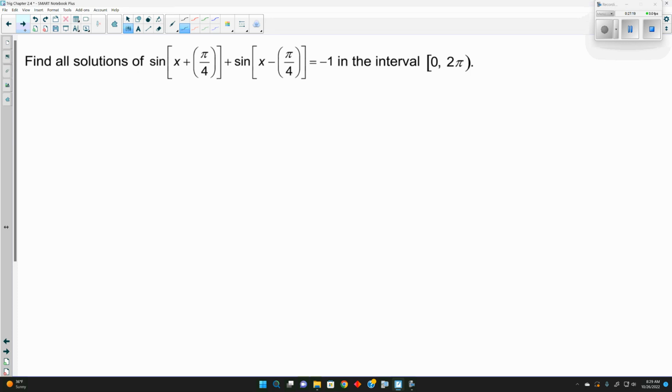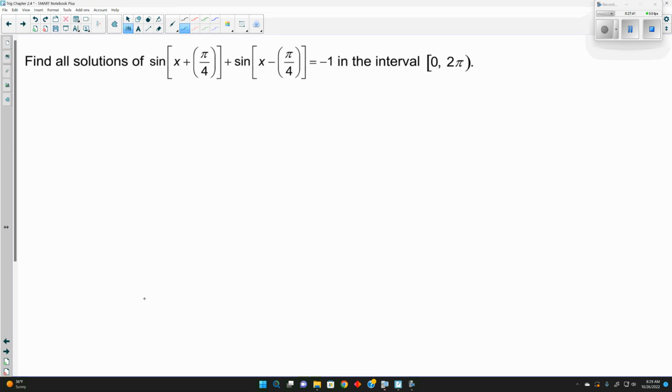Solving is the last thing we're doing. We're doing 2 of these where we're solving for x. Find all the solutions of sine of x plus pi over 4 plus sine of x minus pi over 4 equals negative 1.